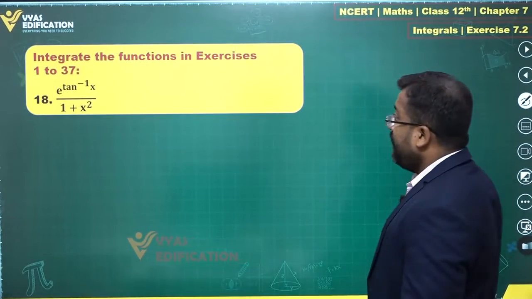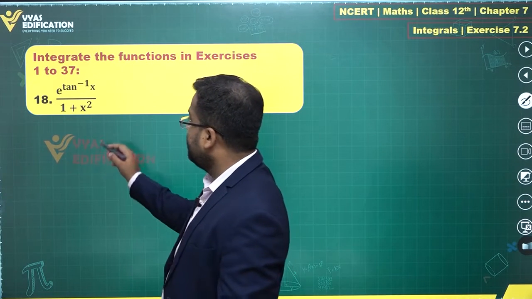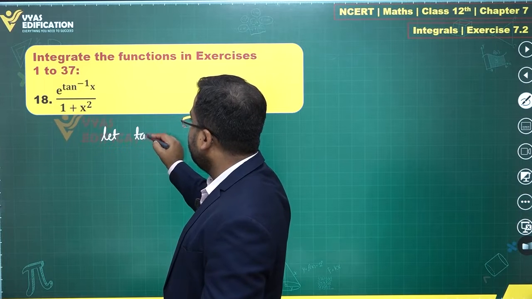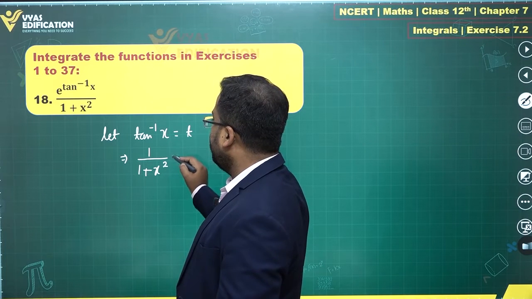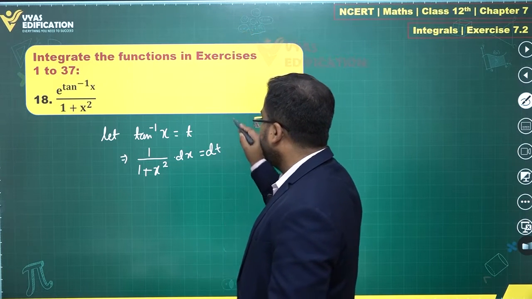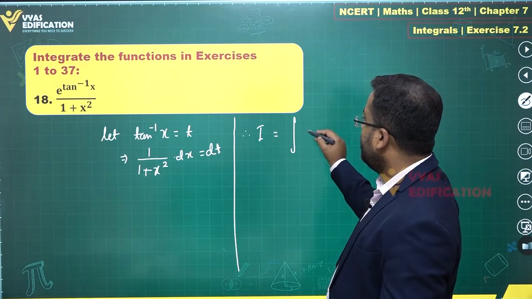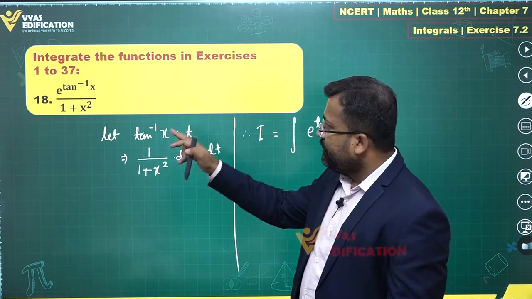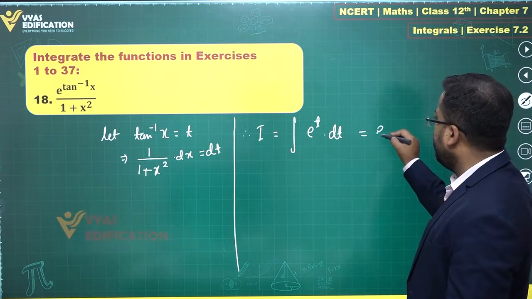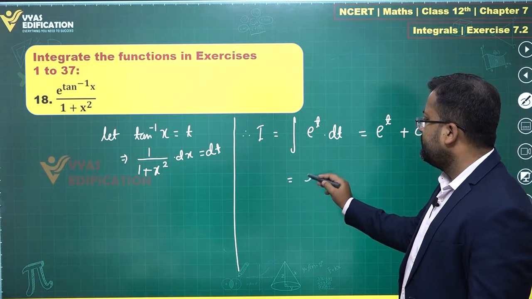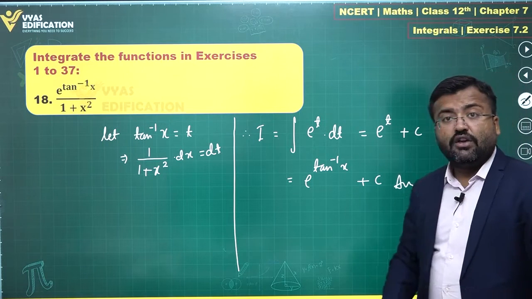The 18th question says we have e power tan inverse x over 1 plus x square, and you see the derivative of tan inverse x is 1 upon 1 plus x square, which is present over there. So we'll let tan inverse x be equal to t, which tells me 1 upon 1 plus x square times dx is equal to dt. Therefore, I can be written as integral of e power t times 1 upon 1 plus x square times dx, which is dt. This is what you get. And what is the integral of e power t? That's pretty simple. E power t plus constant of integration. This becomes e power tan inverse x plus constant of integration.